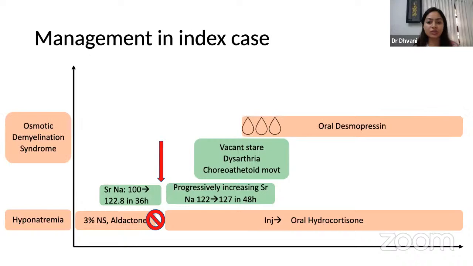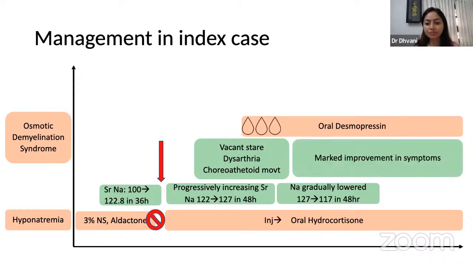And we went for the rescue therapy in form of free water and oral desmopressin. But even with this, we were able to achieve 5 milliequivalent per liter per day fall over 48 hours and a clinical resolution in symptoms. So that's the key message, that even if you are late, you may get a very good response. So we were able to lower using oral desmopressin and free water.